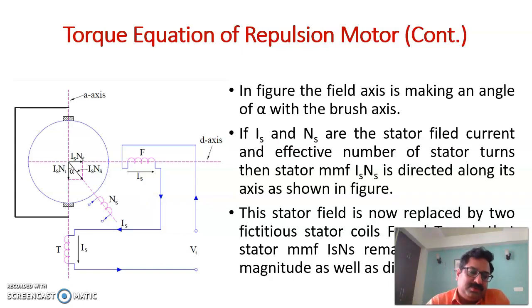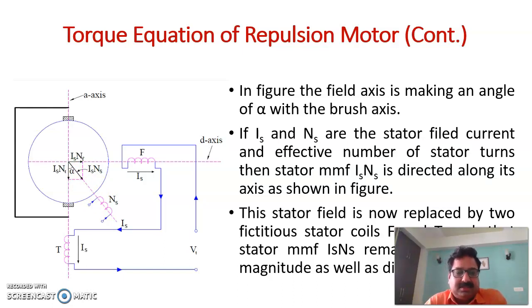Suppose Is and Ns are the stator field current and the effective number of stator turns. What will be the stator MMF? The stator MMF will be the current multiplied by the number of turns. So it is Is into Ns, and it is directed along its axis, as you can see from the diagram showing the axis direction.